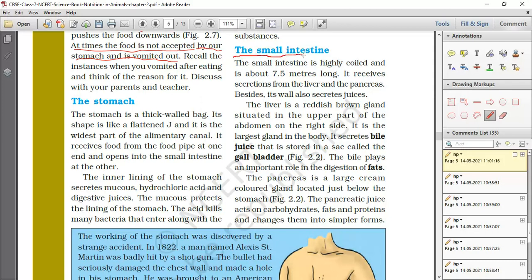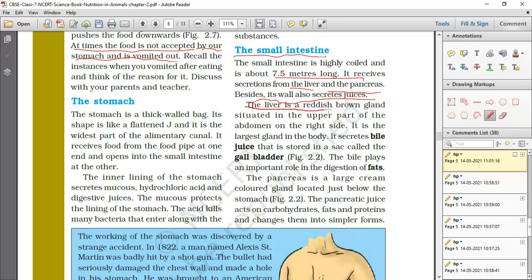The small intestine is highly coiled and about 6 to 7.5 meters long, which is very long. It is the longest part of the alimentary canal. It receives secretions from the liver and pancreas. Besides, its wall also secretes juices.